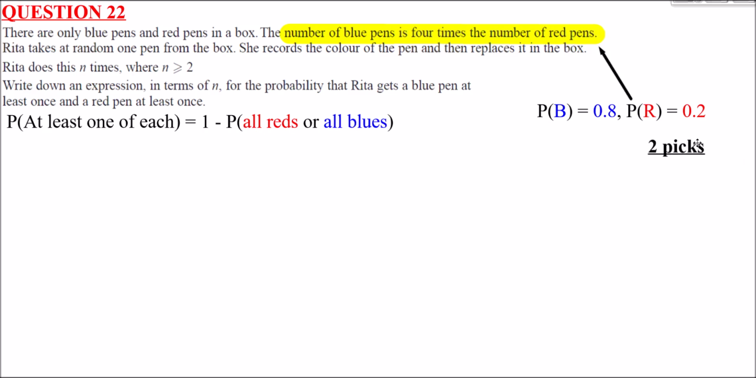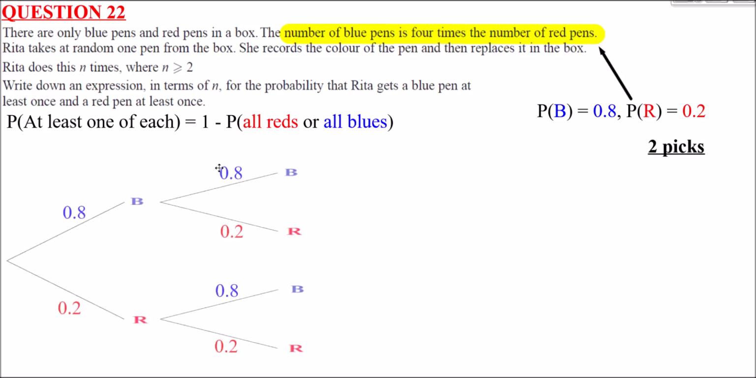Imagine there's 2 picks. So let's draw a tree diagram with 2 branches. This is the first pick, and this is the second pick. As we can see, which routes would work so that she gets at least one of each colour? Well, blue and blue wouldn't work, nor would red and red, because that would be all the same colour. So we can put a cross on these, but the other 2 we can tick, because this route here is a blue and a red, that would work, or a red and a blue, which would work as well.